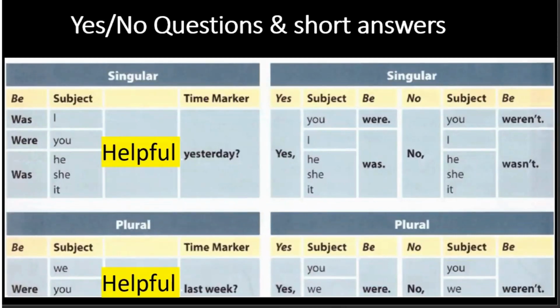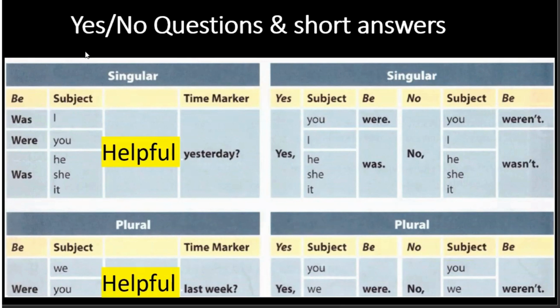How do we form that? All the other rules are the same. Which rules am I talking about? That which form of be we use for which subject. That is the same. We use the time marker at the end. The only thing we do is swap the position of subject and be. The form of be comes before the subject. Rather than saying I was, we say was I.